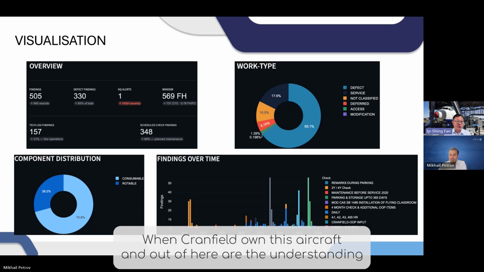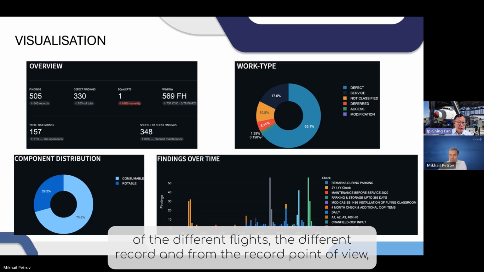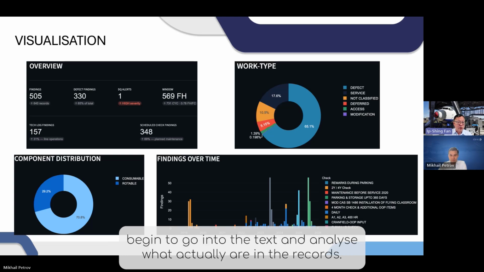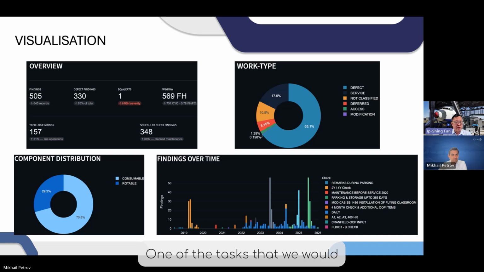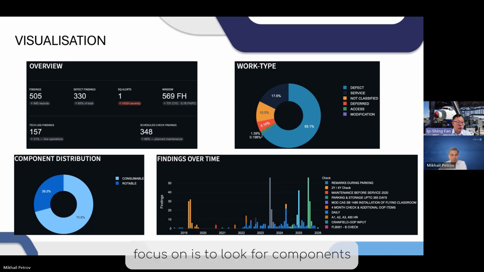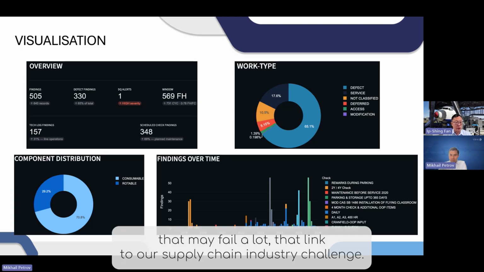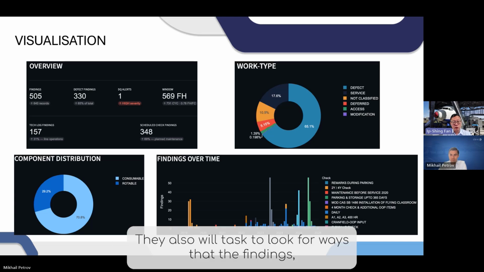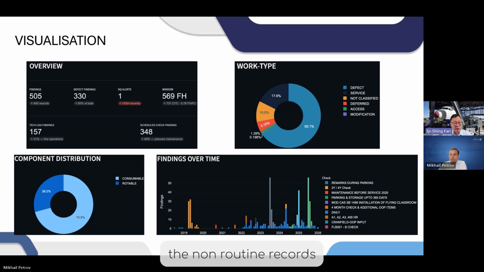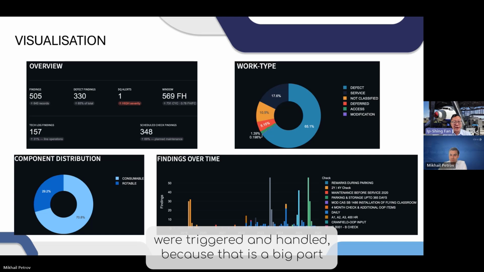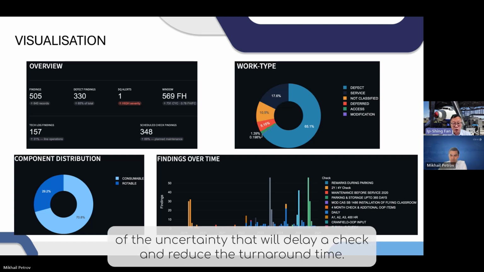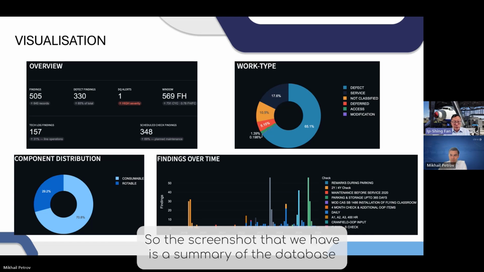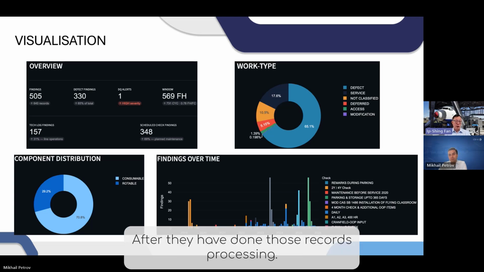And out of here comes the understanding of the different flights and the different records. From the record point of view, we begin to go into the text and analyze what is actually in the records. Are there patterns? One of the tasks that we specifically focus on is to look for components that may fail a lot, which links to our supply chain industry challenge. They were also tasked to look for ways that the findings, the non-routine card records, were triggered and handled, because that is a big part of the uncertainty that will delay a check and reduce the turnaround time. So the screenshot that we have is a summary of the database that they built after they had done those records processing.